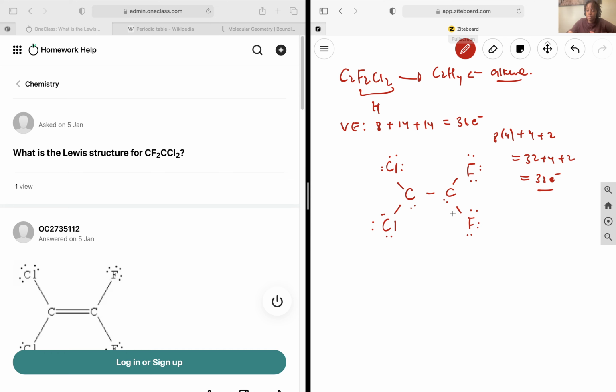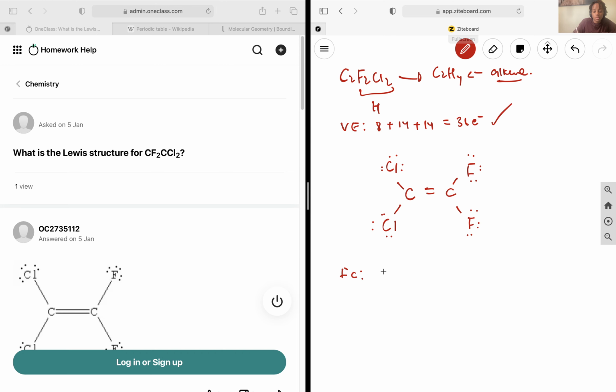Carbon likes to make 4 bonds. Each of the carbons have only made 3 bonds. And so let's just make both carbons happy by giving them both the 4 bonds by creating a double bond between them. Now we double check our valence electrons. 2, 4, 6, 8, 10, 12, 14, 16, 18, 20, 22, 24, 26, 28, 30, 32, 34, 36. So our valence electrons are all taken care of.